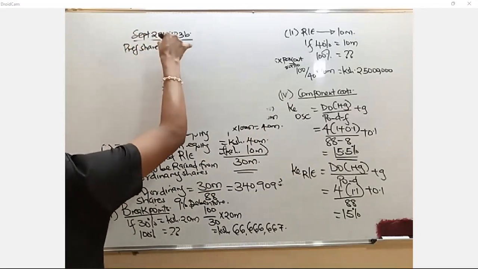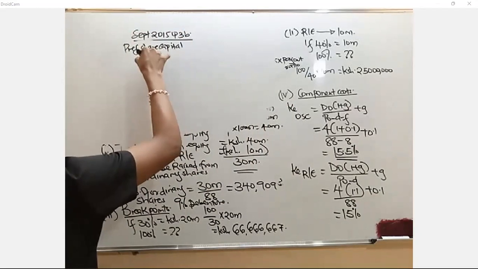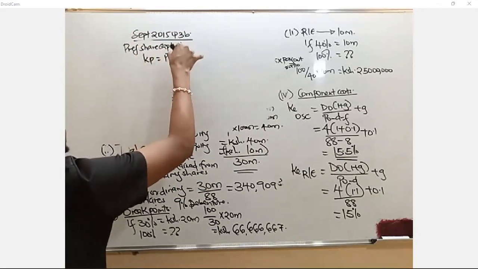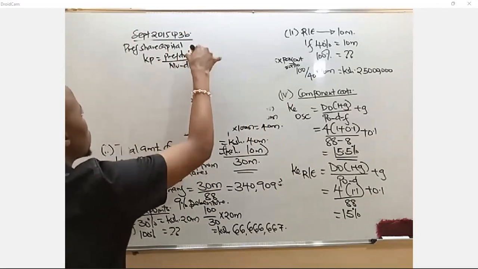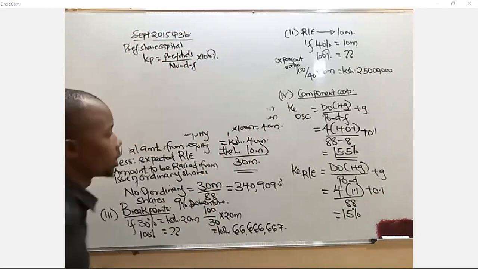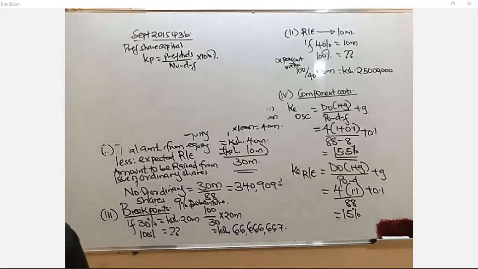The preference share capital. So to get our Kp, we said, take your preference dividends, divide by the market value minus discount minus flotation, times 100%. That is what we said. How much is our preference dividends?